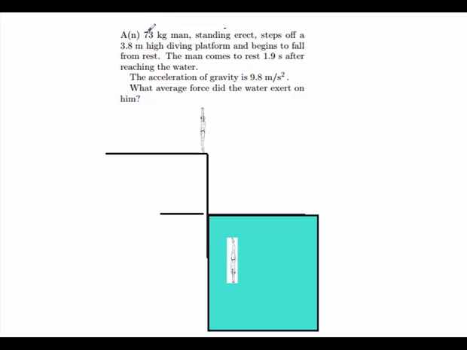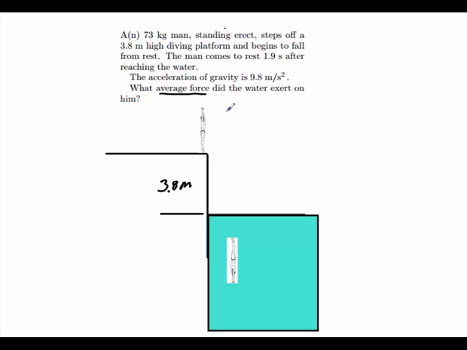Here I have a 73 kilogram man standing on a platform, who steps off a 3.8 meter high diving platform. So I'll make this 3.8 meters. The man comes to rest 1.9 seconds after reaching the water. So down here is where he's going to come to a stop. We want to find the average force.